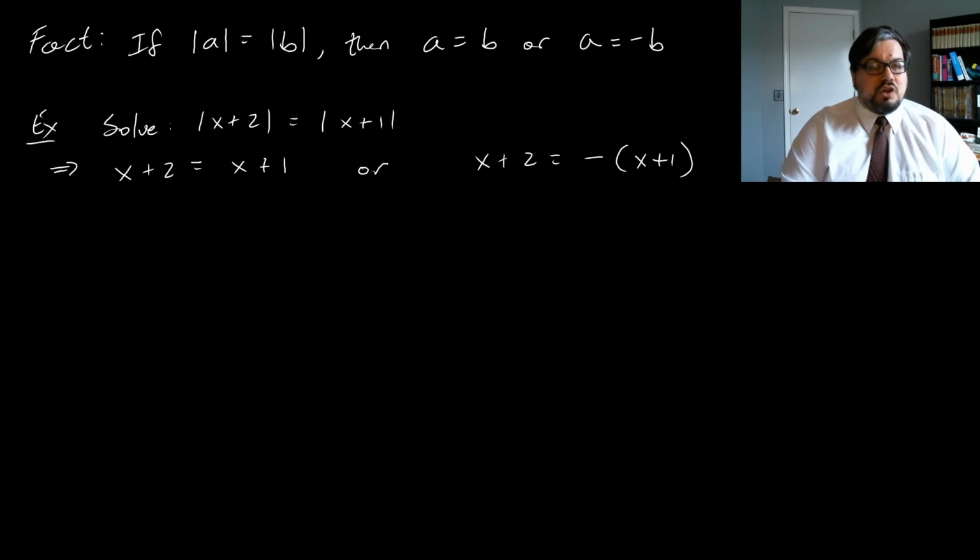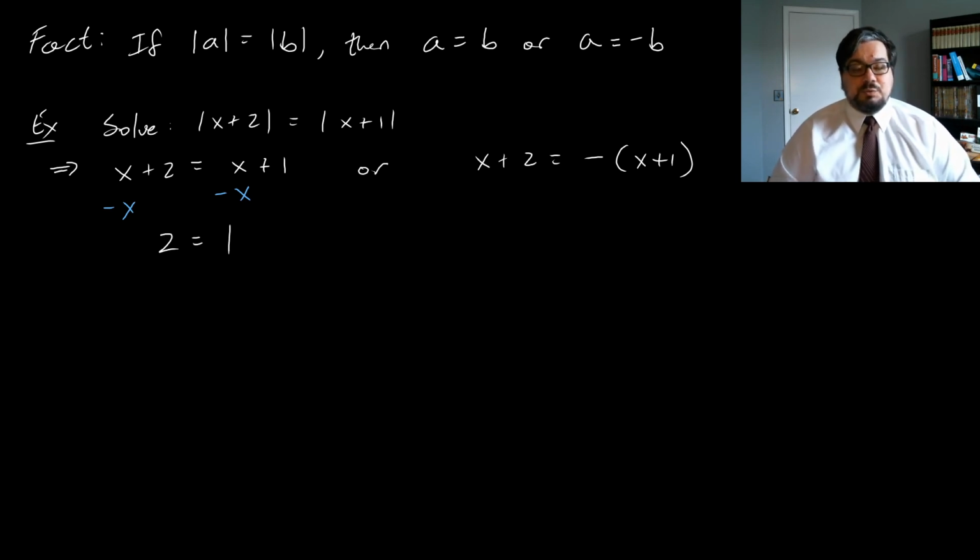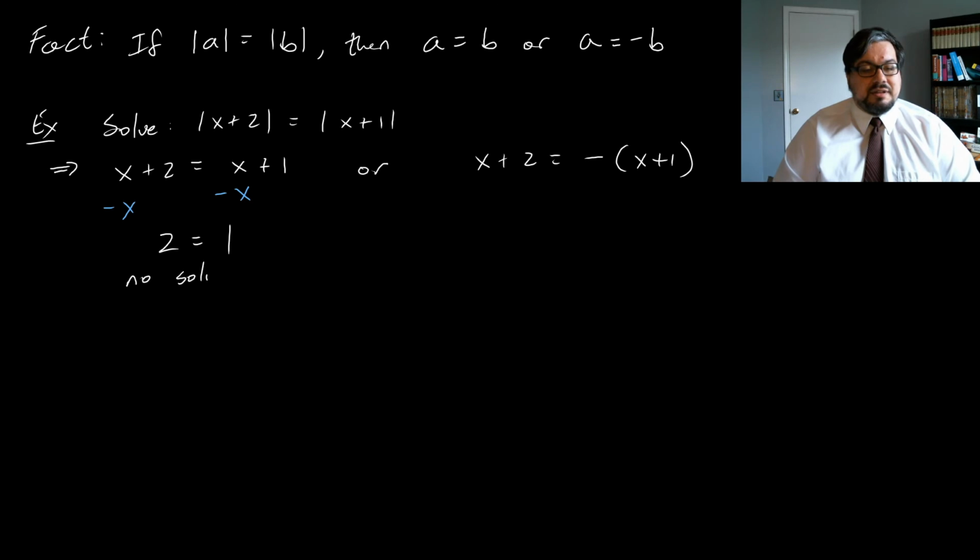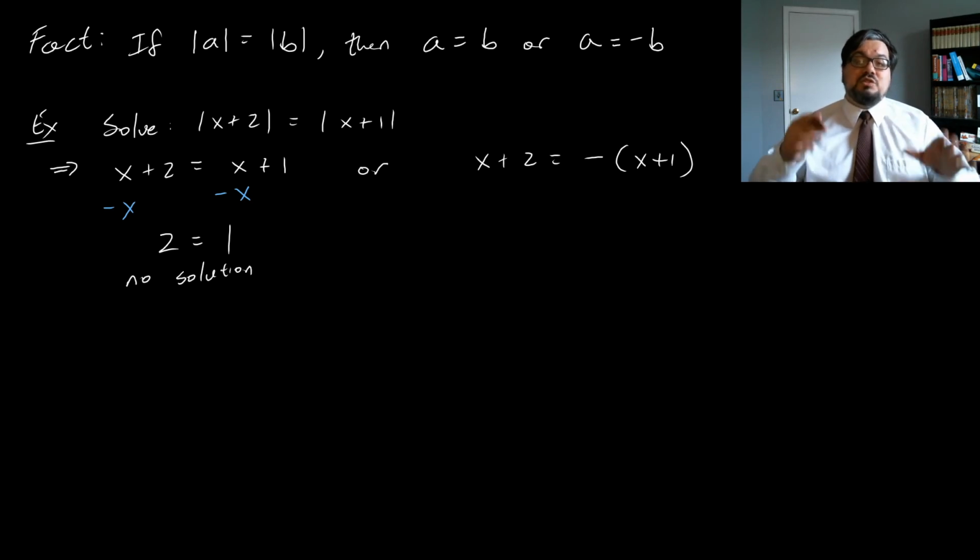All right, so let's solve each one of these. So in this case, we can subtract x from both sides and get 2 equals 1. Now that's a problem because 2 doesn't equal 1. That means that we have no solution, but that only applies to this one possible line here.